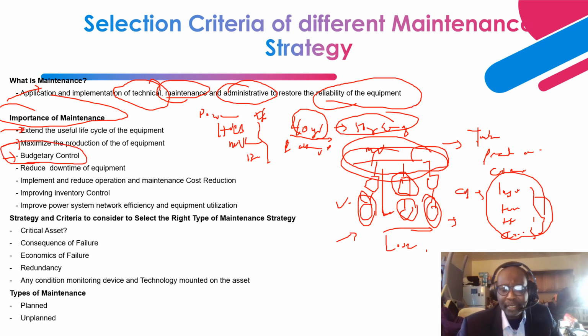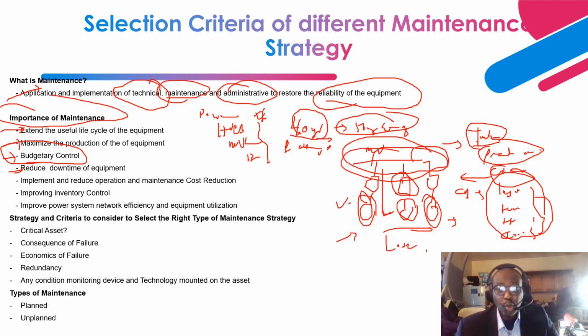So if you're able to maintain and implement the required maintenance strategy and perform the maintenance on this equipment, you can ensure your budgetary control. Next is downtime of the equipment, and I think I explained earlier that once you implement all these maintenance strategies for the medium voltage switchgear, time-based maintenance, predictive maintenance, condition-based maintenance, you enhance the reliability of the medium voltage switchgear.